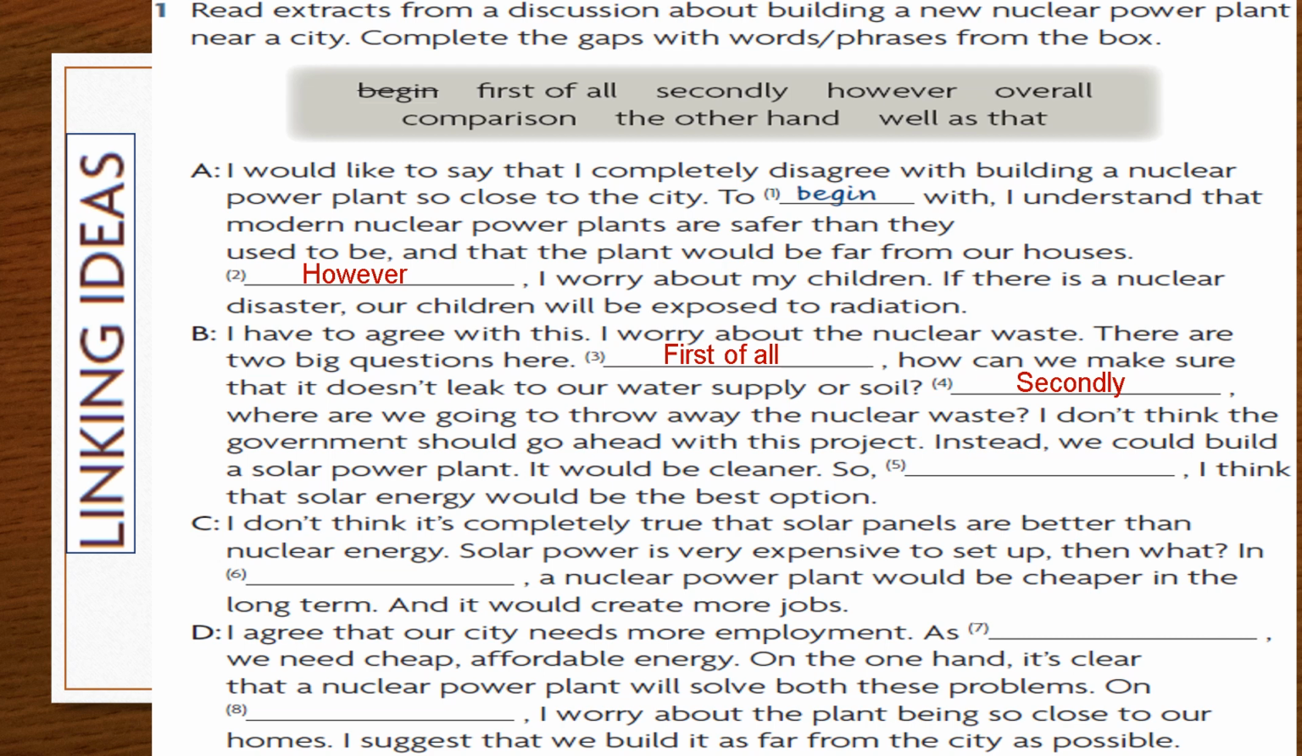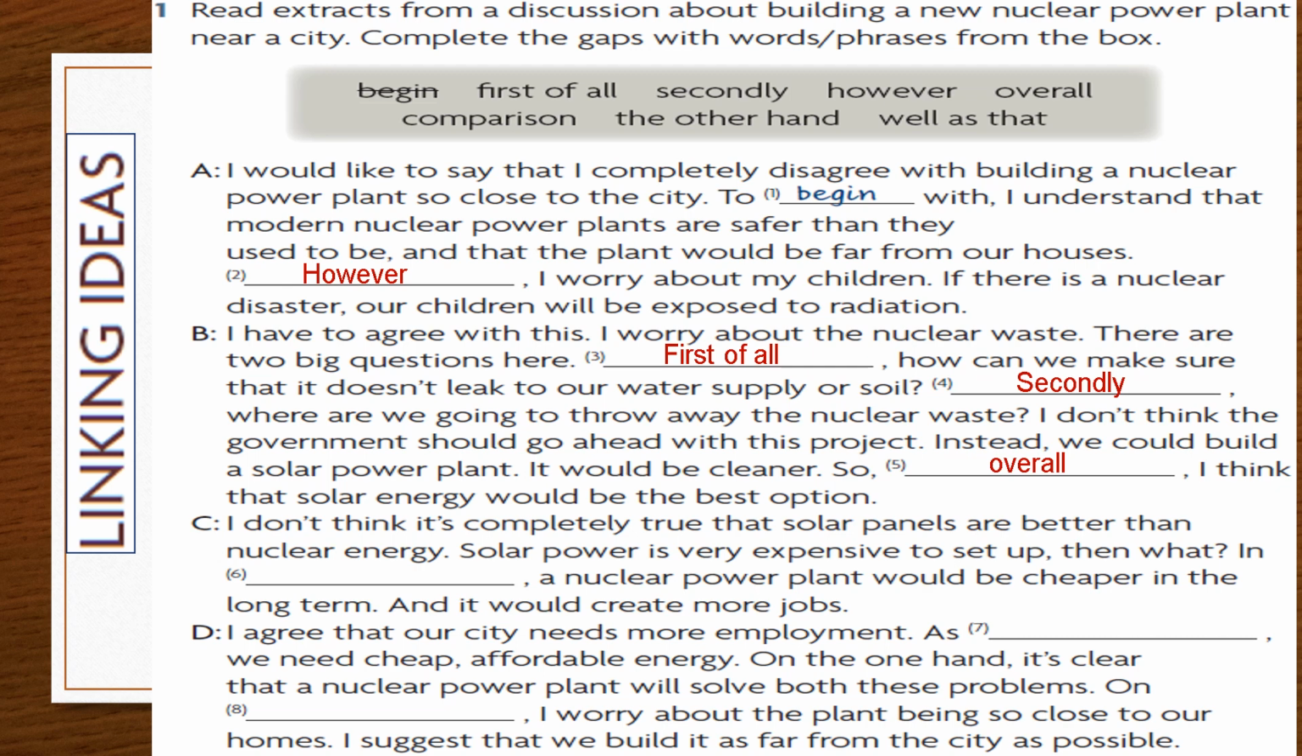Secondly, where are we going to throw away the nuclear waste? I don't think the government should go ahead with this project. Instead, we could build a solar power plant. It would be cleaner. So then he is concluding his speech. So overall, I think that solar energy would be the best option.